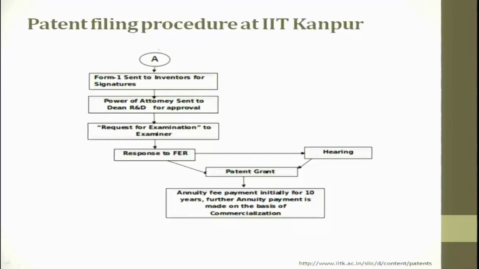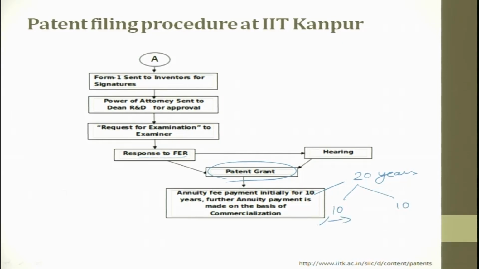After all this series of steps is done, it finally goes to evaluation, that is, a request for examination of the patent. Then a response is given, the responses are worked on, and finally a patent is granted. The annuity fee payment is made initially for 10 years, and further annuity payment is made on the basis of commercialization. Here we have said 20 years is the time you can hold, so we have divided it into 10 years and 10 years.